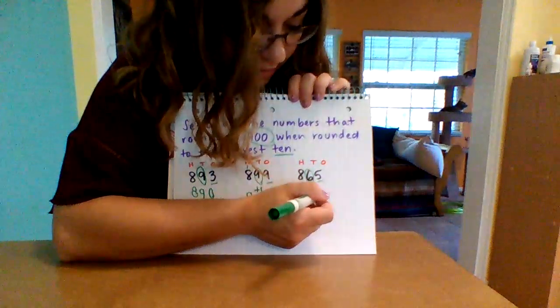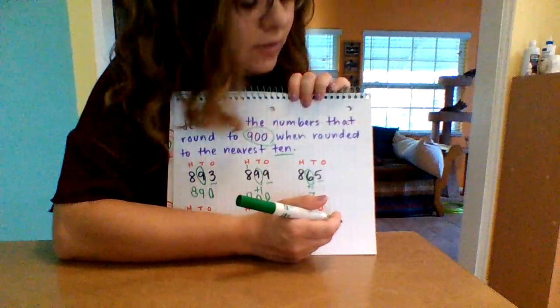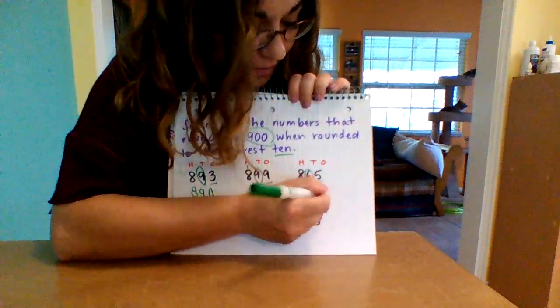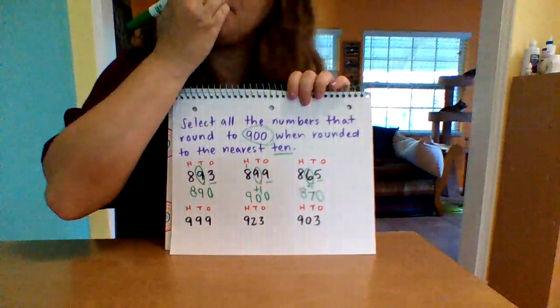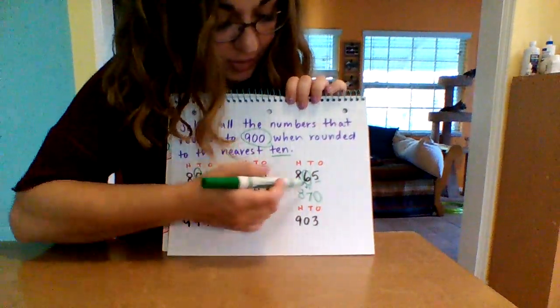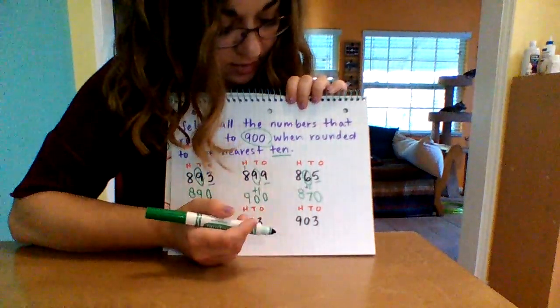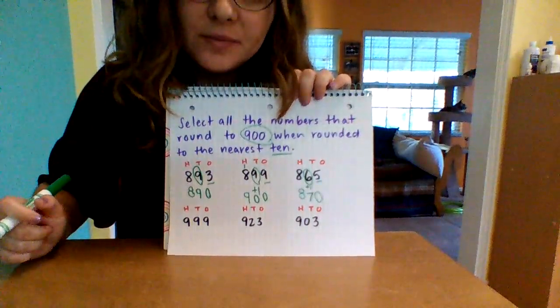Now flex your muscles. Flex your muscles like a hero. Digits to the right change to 0. All the other numbers stay the same. See how the hundreds place stayed the same this time? Not like over here, because we didn't have a 9 in this place. So this number doesn't round to 900 when rounded to the nearest 10.